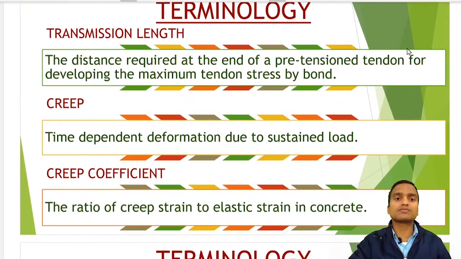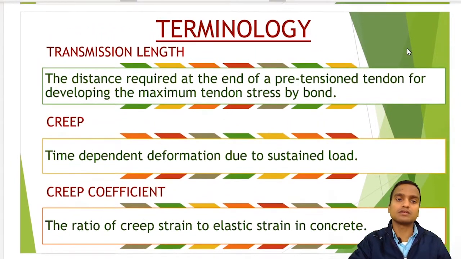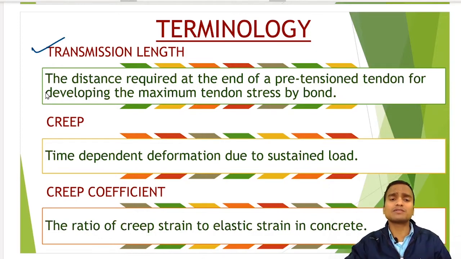Now the next term is transmission length. See, transmission length is very, very important because it is used in pre-tensioning. It is the distance required at the end of a pre-tensioned tendon for developing the maximum tendon stress by bond. So certainly transmission length is very, very important in it.